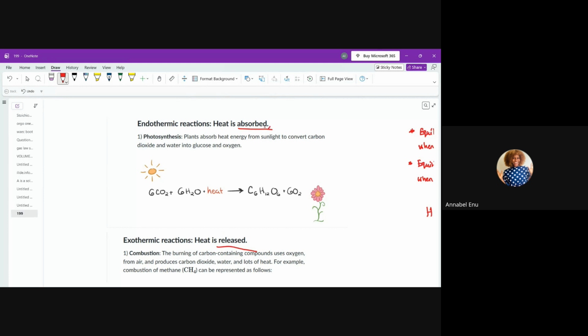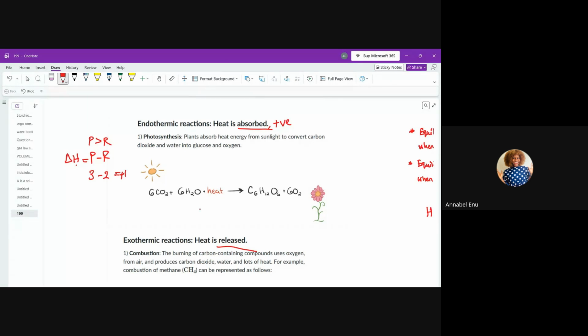Endothermic also has a positive enthalpy change. What does that mean? Enthalpy change, delta H, is equal to product minus reactant. So when product is greater than reactant, you are going to get a positive number. For example, if your product is 3 and your reactant is 2, product minus reactant is going to be equal to plus 1. Okay, so when product is greater than reactant, we have an endothermic process.